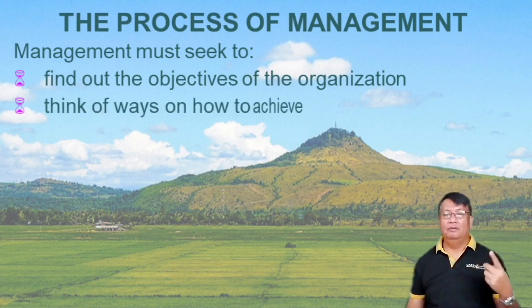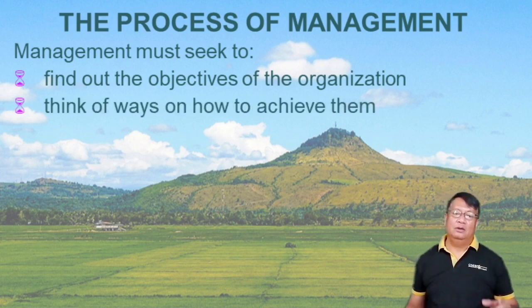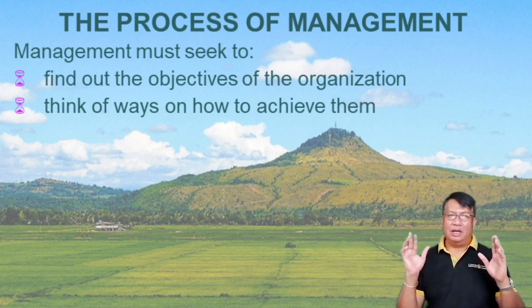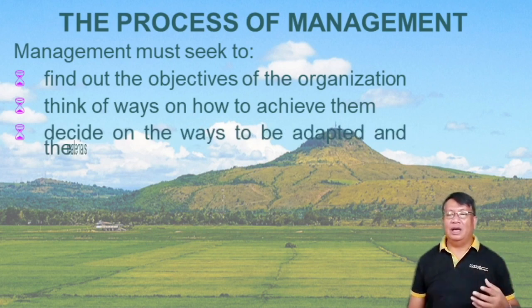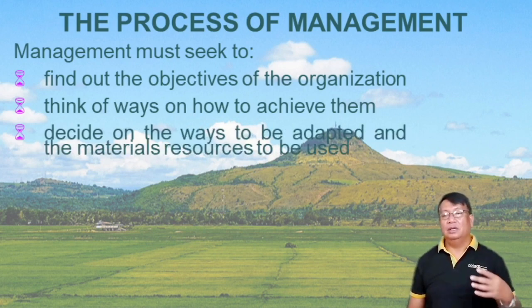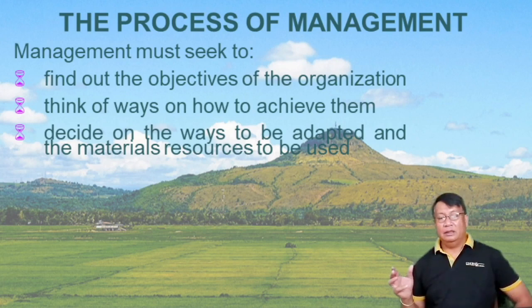Out of that, think of ways on how to achieve them. This is the time that you will be able to exercise your creative thinking, your ability of creativeness. So think of ways on how to achieve them. Do not wait for your subordinates to think about it. You as the manager will be the first one to think how to achieve all these objectives of the organization. Then decide on the ways to be adapted and the materials, resources to be used.